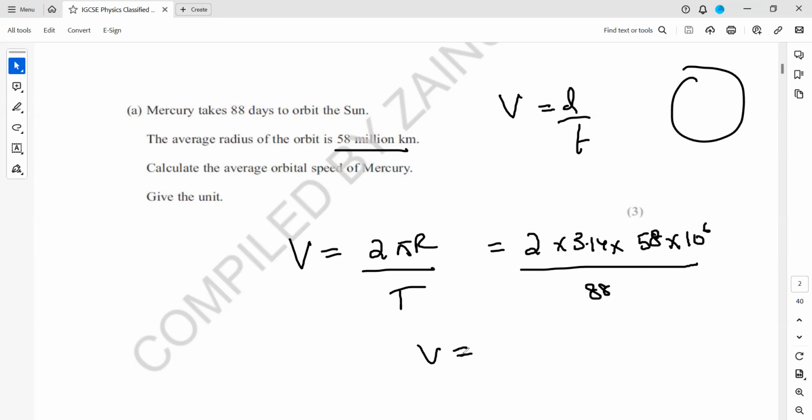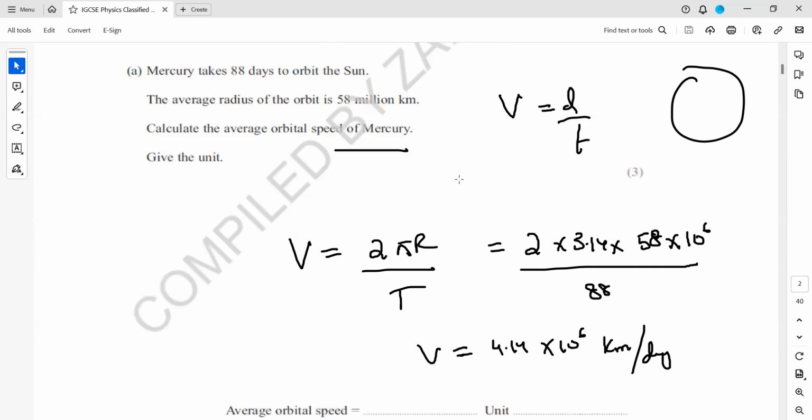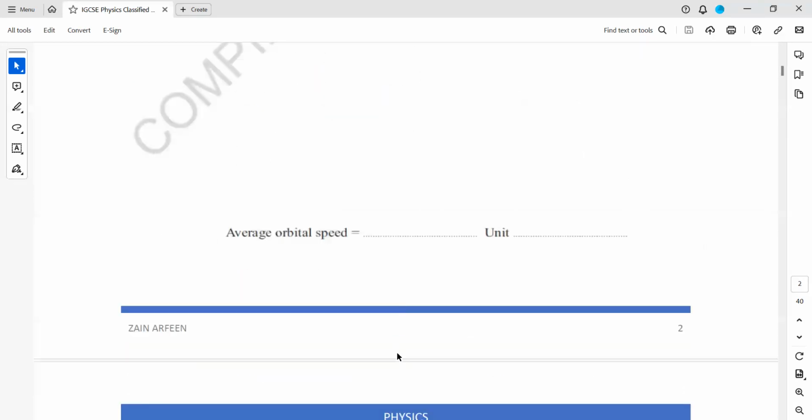Tell an exponent like 4.14, 10 power 6. Okay. So 4.14 into 10 power 6 kilometers per day. Like 1 day, that will be the speed. Or, because they did not specify a unit, I can convert kilometers into meters and time into seconds, and then it will be meters per second. The SI unit is meters per second, but because the option is given, I can write my answer in any unit. So 4.1 exponent 6 will be there.